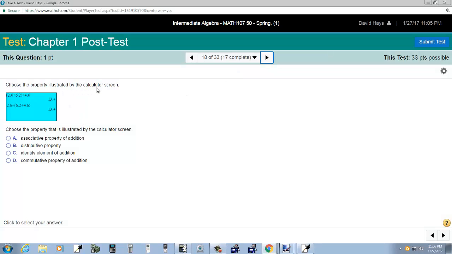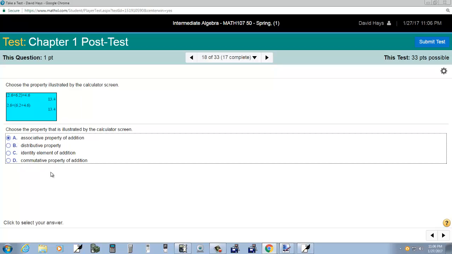Choose the property illustrated by the calculator screen. It looks like we're shifting the parentheses. Well, my eyes aren't very good. Looks like we're taking the parentheses and putting it around that. Now, when you're changing your parentheses around, that's associative property. So that'd be associative property. Commutative is when you flip the two numbers.